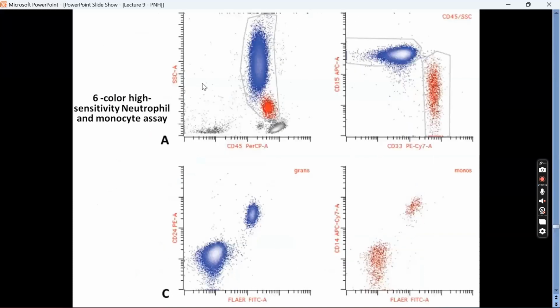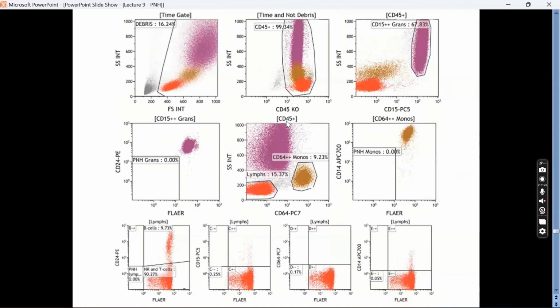Okay, now this is a 6-color assay where similarly they get the CD45 positive events, put it across CD15 and CD33. So CD15 positive population are all granulocytes and CD33 positive population in a bright fashion is monocytes. After gating the neutrophils and monocytes, you put it across CD14 and FLAER for monocytes, where you find the PNH monocytes, which are double negative for CD14 and FLAER, and normal monocytes, which are positive for CD14 and FLAER. Similarly, you get the neutrophils and put it across CD24 and FLAER. You find normal neutrophils, which are positive for CD24 and FLAER, and a big PNH clone of neutrophils, negative for FLAER and CD24. Okay. So again, this is a similar example.